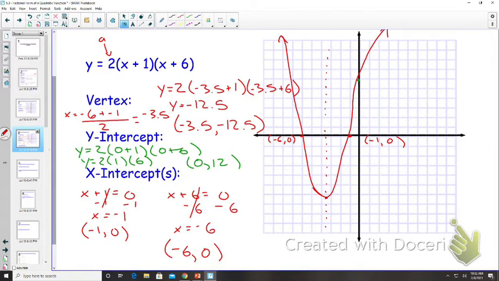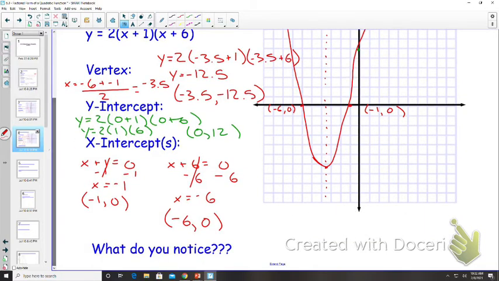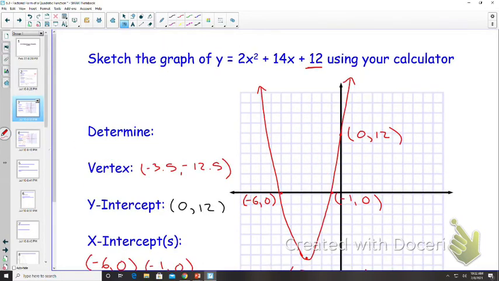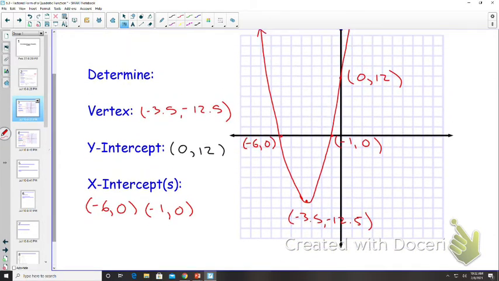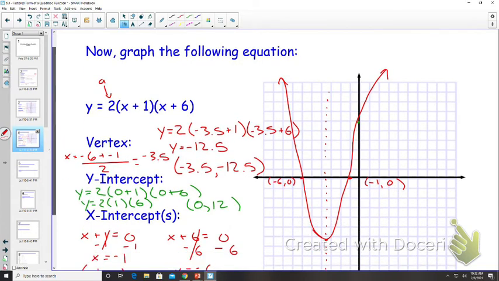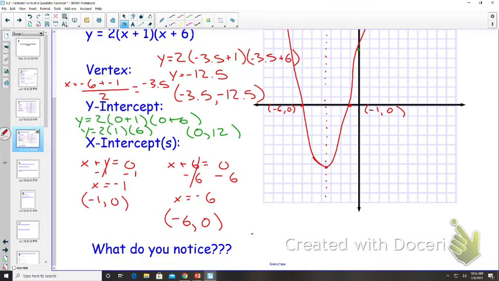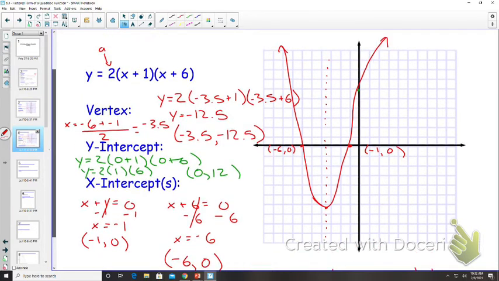They look similar? Notice anything? Yeah, it's the exact same deal as the other one, right? Same intercepts, same vertex, same everything, okay? So what do you notice? It is the same as the last graph. Fancy that, but it's just in a different form, right?